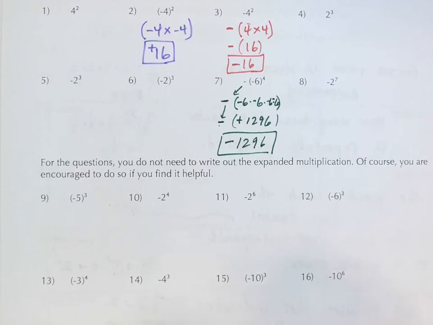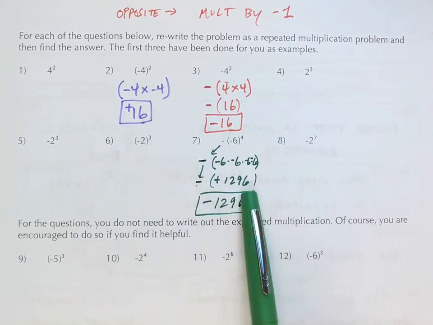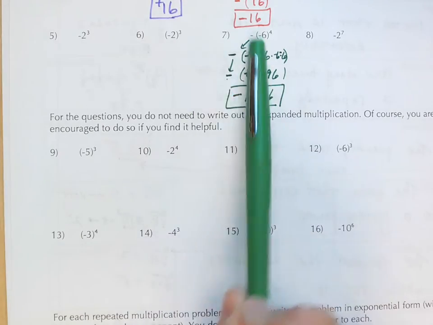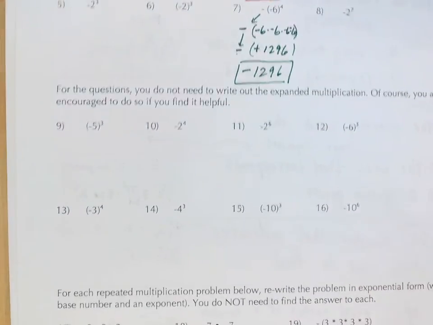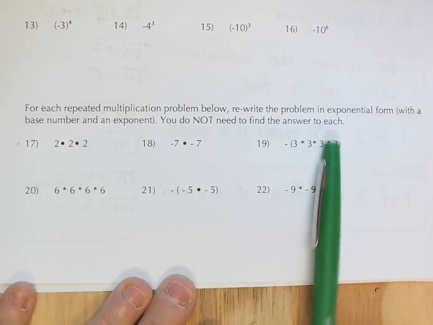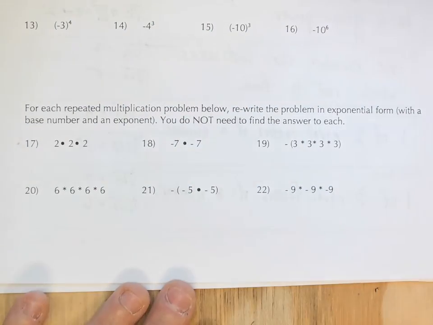So I want you to try the rest of these on your own. On part 1, I want you to show out the repeated multiplication like I did in all of these. Part 2, you don't need to do the step if you don't want to. And then in part 3, you're just writing it as a base and an exponent. You don't need to find the answer. You're just writing it as a question like in part 1 or part 2.